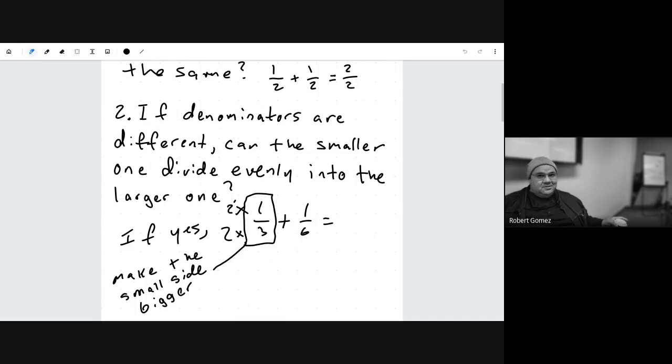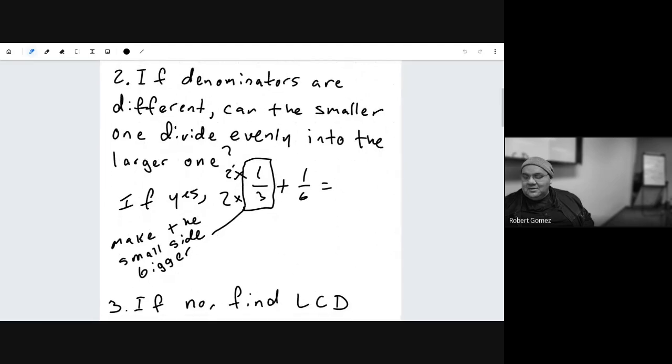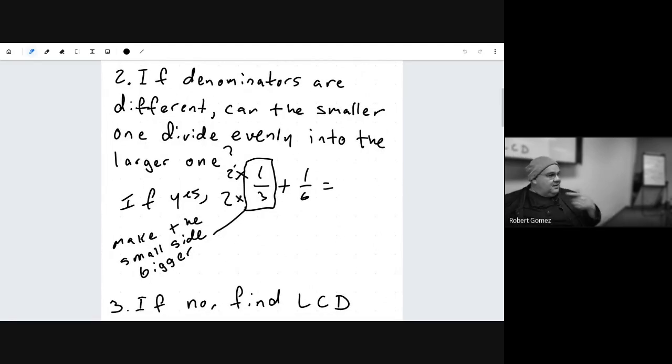3 times 1 is 3, 3 times 2 is 6. So guess what? That's how we got that 6. Well, this is what I like to do, and I'm going to add to my notes here. If I want my denominator to be 6, that's my goal. I want both of my denominators to be 6.